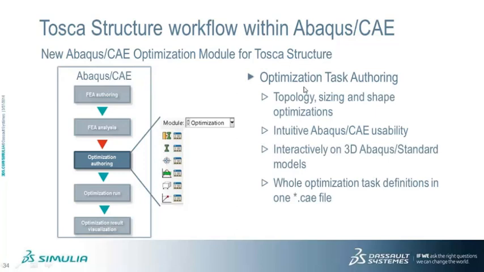It now offers the ability to author topology, sizing, and shape optimizations within Abaqus CAE, based on the already known and intuitive usability. It works interactively on the 3D Abaqus standard model, so you can pick your element sets and node sets directly on the model within Abaqus CAE. And what is also pretty nice, the whole optimization task definition is stored in the CAE file, so everything is together in one final database.